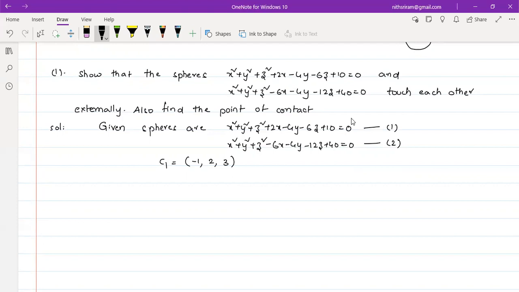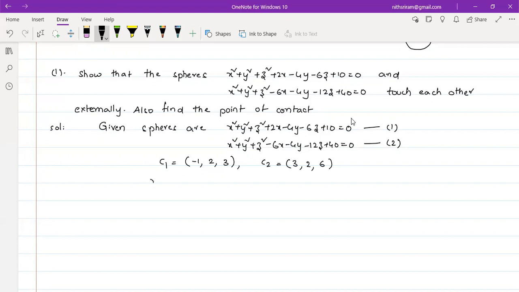That is C1. And coming to C2, here also we have to write half of the coefficients of x, y, z, and change the signs. So that is 3, 2, 6, because all the coefficients of x, y, z are negative, so all the terms in the center are positive, and we write half of the coefficients. 6 we are having, so I write 3. 4 is nothing but 2, and 12, I have written 6. Okay, this is C1 and C2.